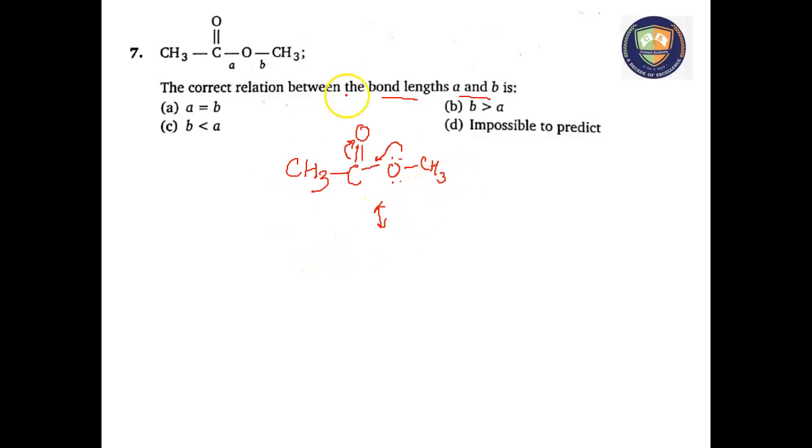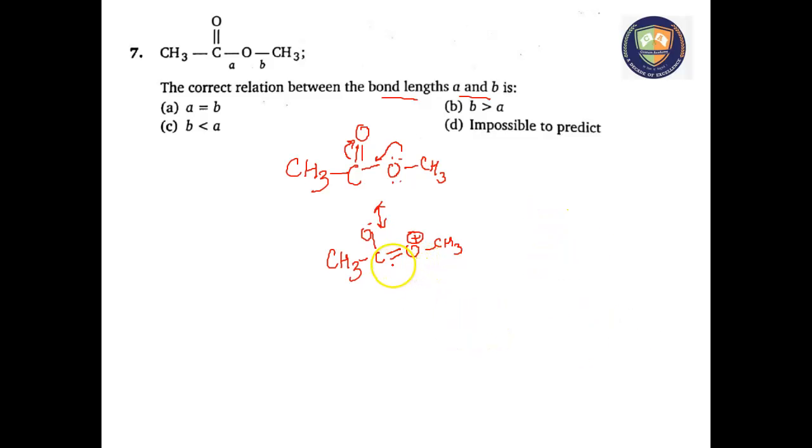We have this methyl group, then we have this carbon, and this oxygen having negative charge with this carbon. If oxygen has donated its lone pair, which means oxygen will be getting a positive charge over here, and there will be a double bond formed here. So in this question we have been given that we have to find the relation.